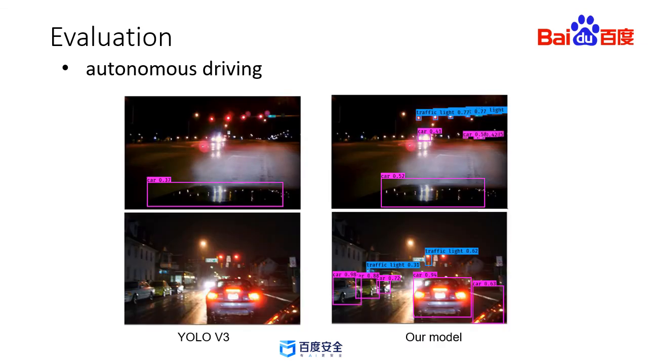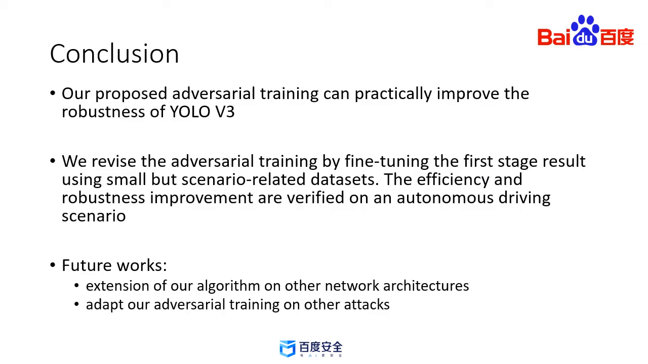Some visualization examples are also provided as follows. We can see that compared to the pre-trained YOLO-V3 model, our model can correctly detect some objects which are missed by YOLO-V3. I would like to talk more, but it is simply impossible to cover everything in 10 minutes. To sum up, our work serves as a stepping stone towards efficient and effective robustness improvement for large-scale object detectors.